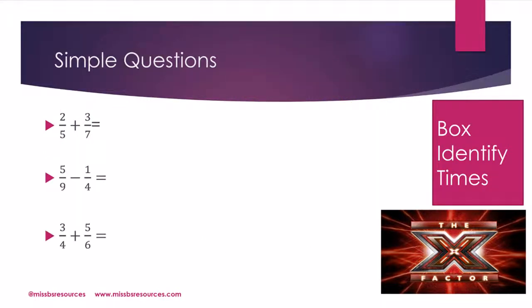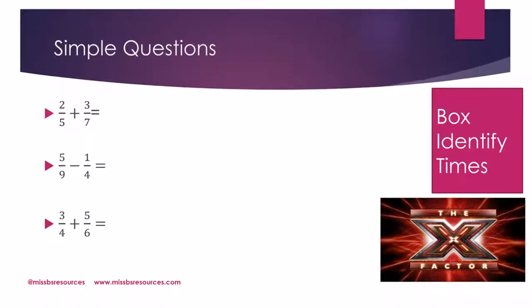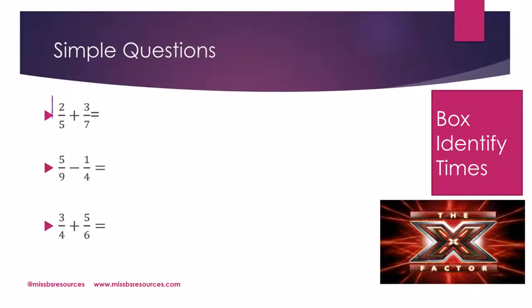The answers. The first thing that you need to do is box your fractions. Then you identify what you're going to multiply. So you're going to multiply the first one by 7.